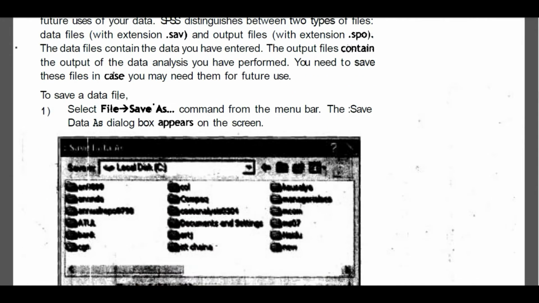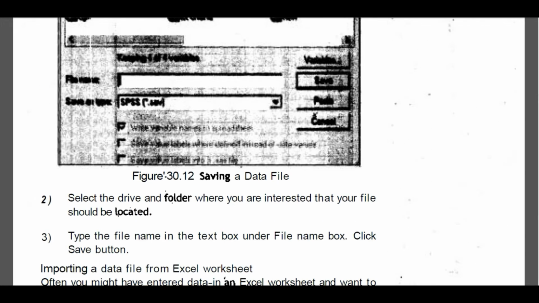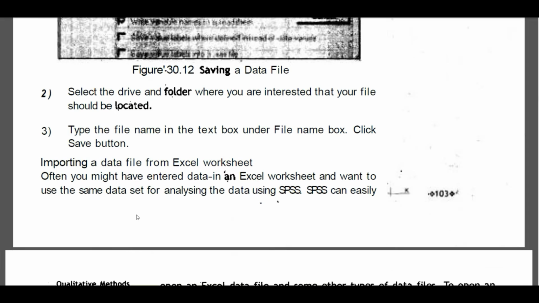To save the data file, select the Save As command from the menu bar, and the Save Data As dialog box appears on the screen as below. Go to whatever particular directory you want and save it, and you can also give a name for saving. Select the drive and folder where you want that file to be located. Type the file name in the text box under the file name box, then click the Save button.